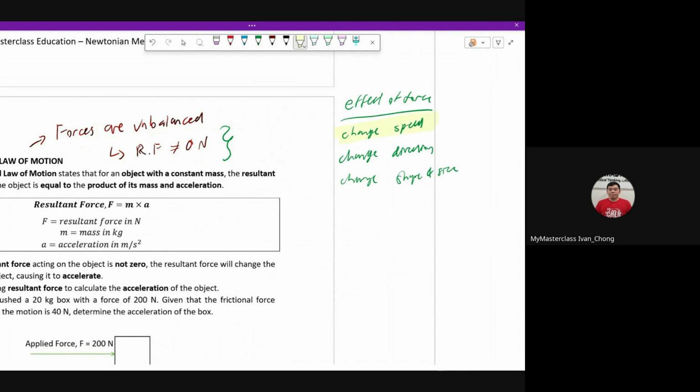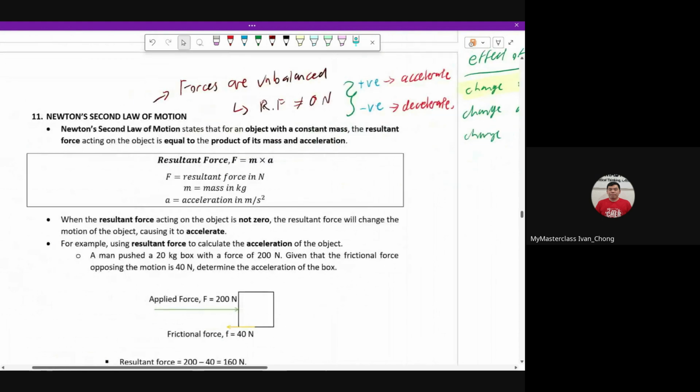So in kinematics, we actually learn that if you are a positive value or a negative value, you have two different results. If you are positive, my object will accelerate. If you are negative, you will decelerate. So basically, we are changing the speed of the object, whether it's accelerating if it's positive, or decelerating if negative.